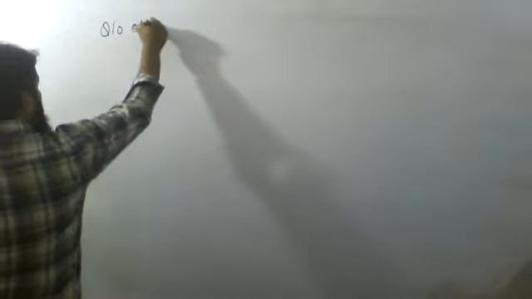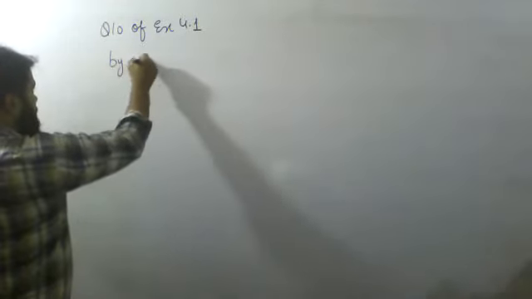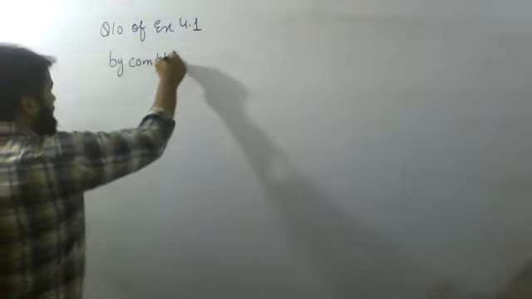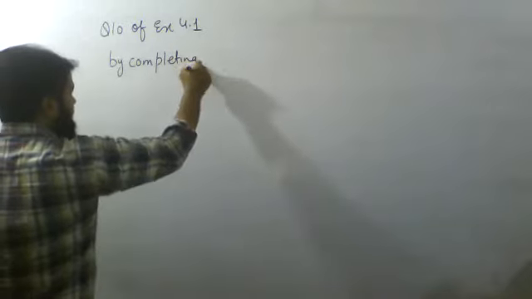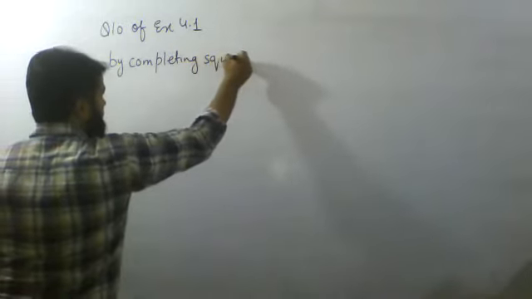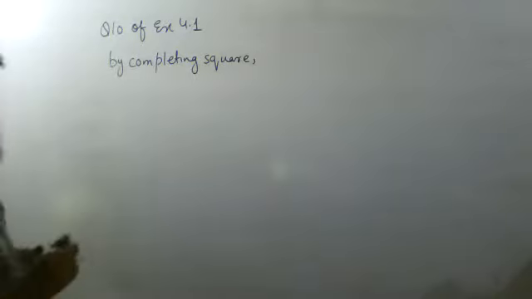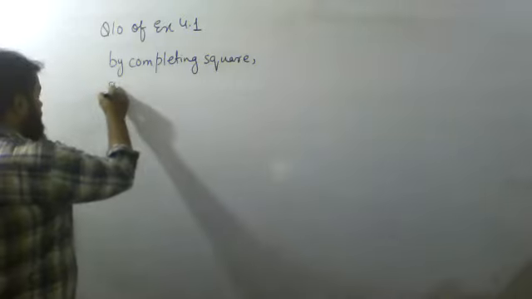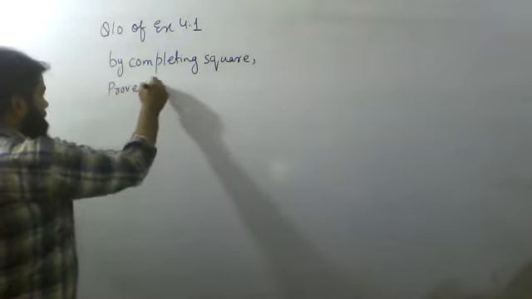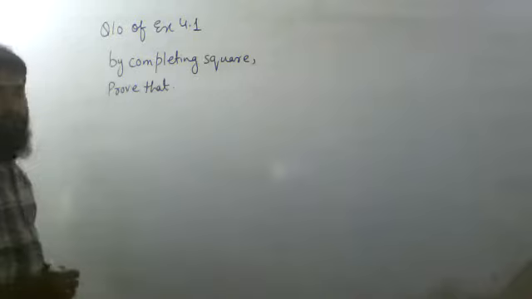Question number 10 of exercise 4.1. In question number 10, they are saying by completing a square method. Okay, so they are specific that I have to use completing a square method only. By completing a square, we have to prove that, what we have to prove.